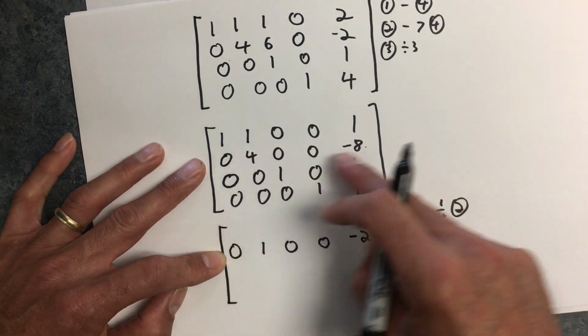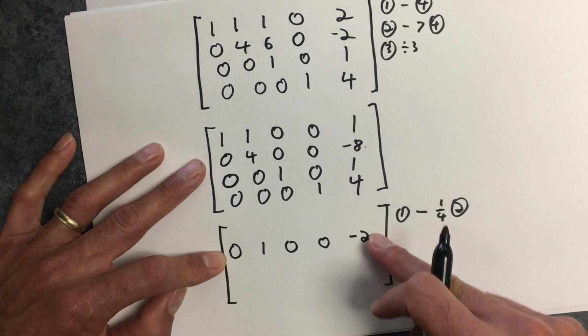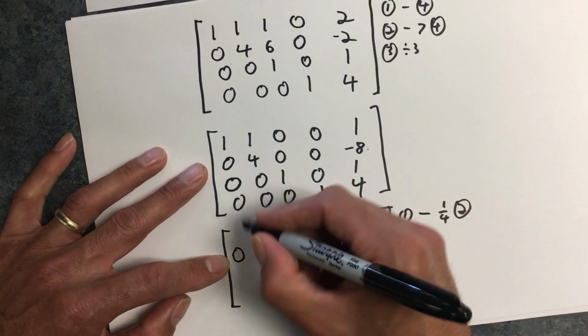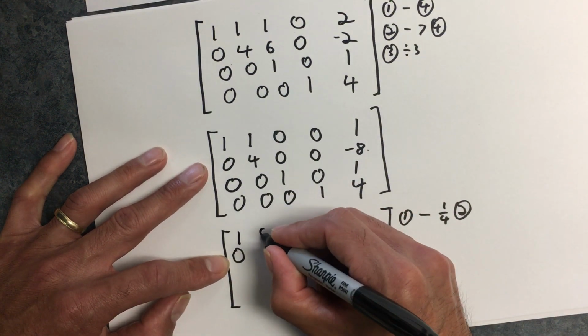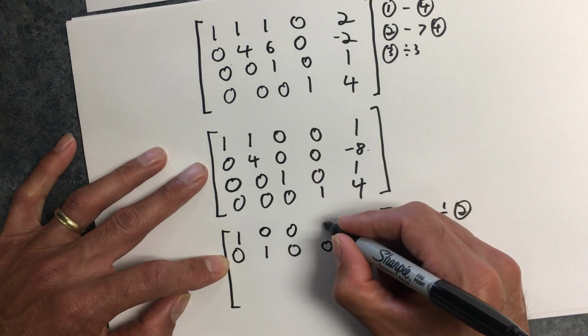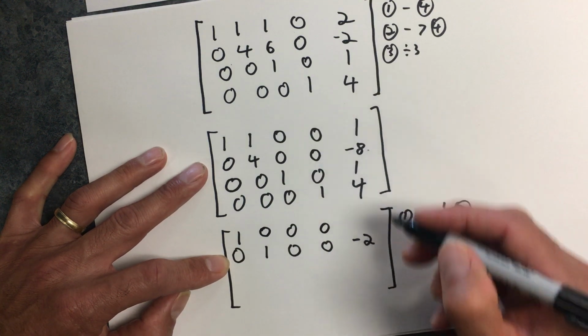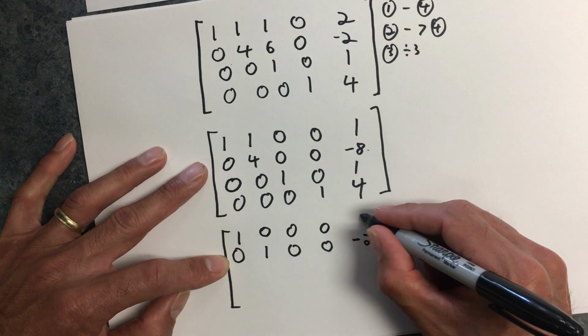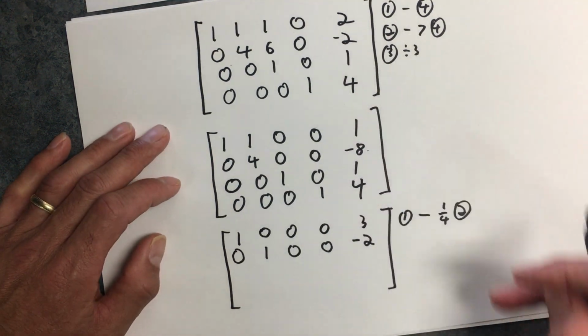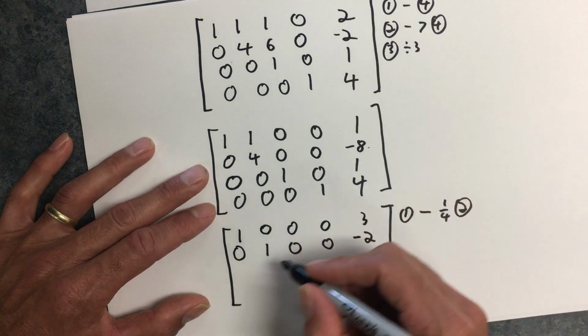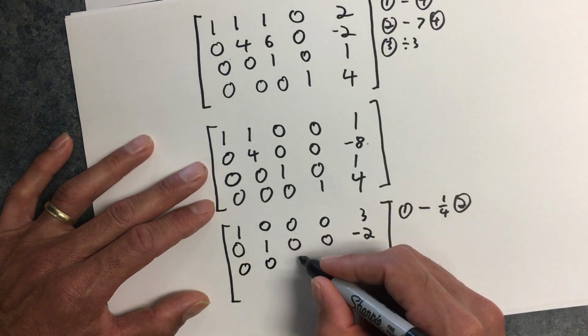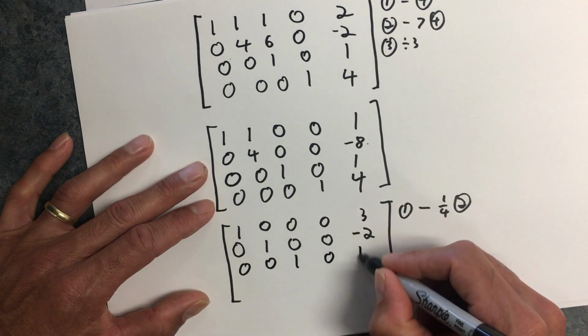1/4 of this row, that's a 1, that's a minus 2. It's what we have here. And that's going to be subtracted from this row. So that's going to give us 1, 0, 0, 0. And then I'm going to take minus 2 away from 1. So that's going to give it a positive 3. Remember, I'm subtracting a negative there. And everything else is done.